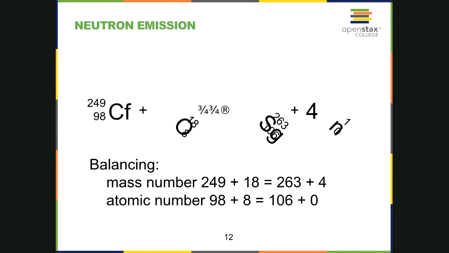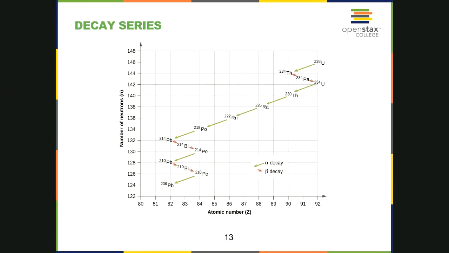But then the next slide looks like it's okay, and this is depicting what's called a decay series. So the idea is you're starting here. I'm going to have to blow that up a little bit to see it. Okay, you're starting with uranium-238. And they tell us in the middle of this chart that if it's a green arrow, it's an alpha decay, and if it's a red arrow, it's a beta decay.